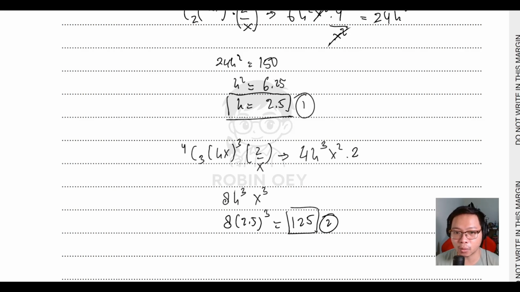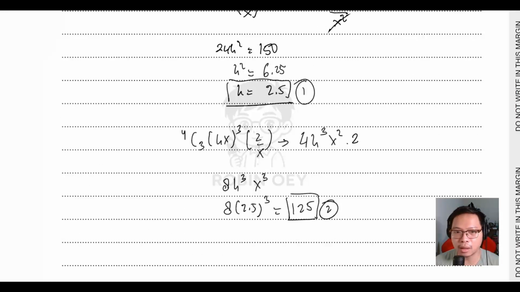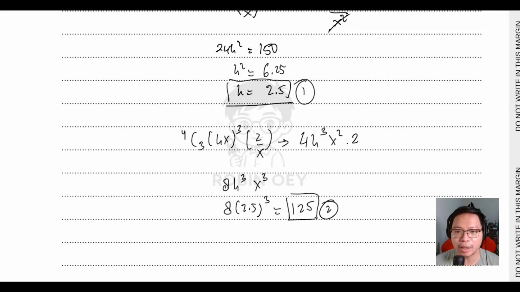For the second part it is x squared, meaning x cubed divided by x gives you x squared. So we are not looking at the 4C2, because 4C2 will actually give you independent of x. Be careful with that. The one that we are looking for is x cubed over x, which gives x squared. So be careful on that. Okay, so that's it for number one.